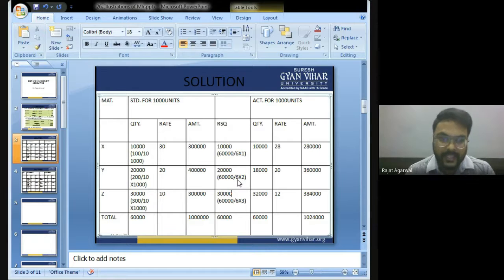Now we have completed the table. Now we are going to solve what is material cost variance, price variance, usage variance, mix variance, and yield variance. So, bachcho, I already told you that the most important thing in the illustrations of material variance is to make this table. If your table is correct, then you can easily calculate material cost, price, usage, mix, and yield variance. You just have to copy these figures in the formula. So the most important thing is this table. Chaliye.